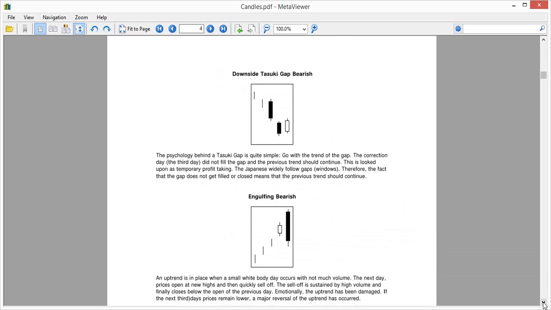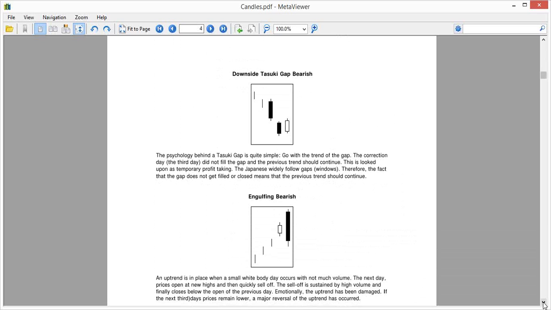A downside Tasuki gap, bearish. The psychology behind the Tasuki gap is quite simple: go with the trend of the gap. The correction on the third day did not fill the gap, and the previous trend should continue. This is looked upon as temporary profit taking.